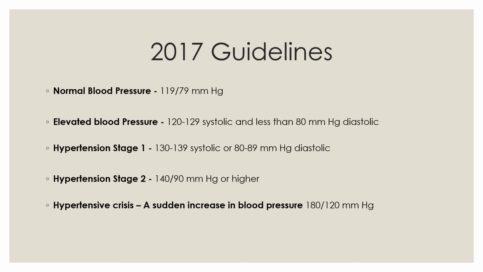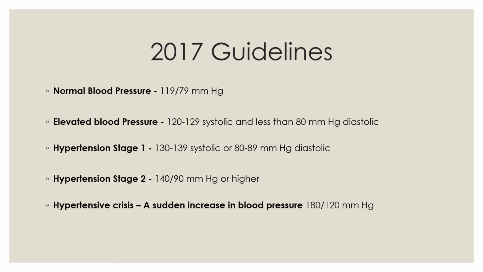So the new guidelines encompass that a normal blood pressure should be less than 120 systolically and less than 80 diastolically. So 119 over 79 would be the top acceptable normal blood pressure. So elevated blood pressure starts at 120, and from 120 to 129 systolically, that's considered elevated.